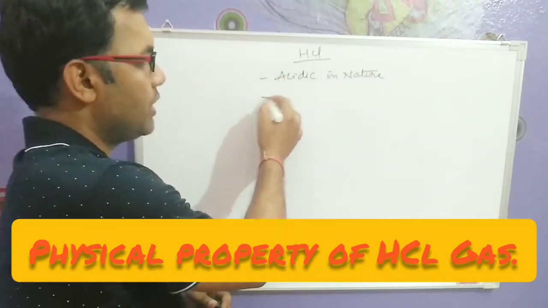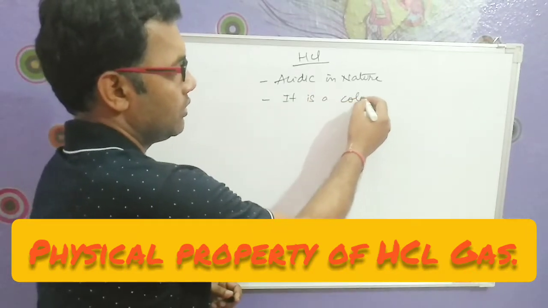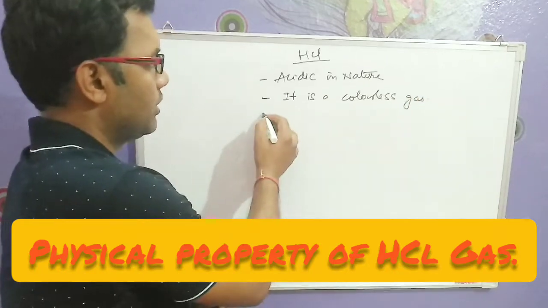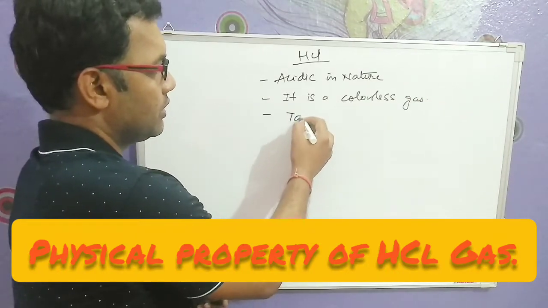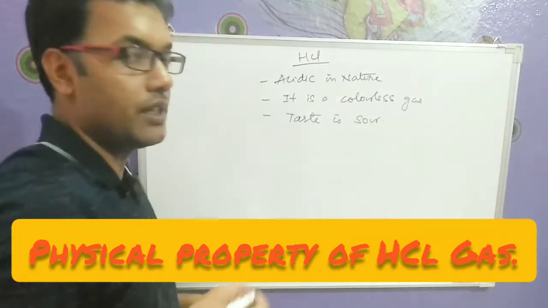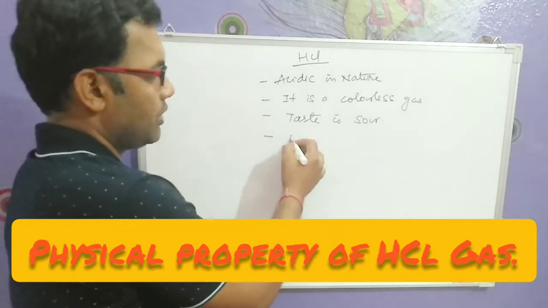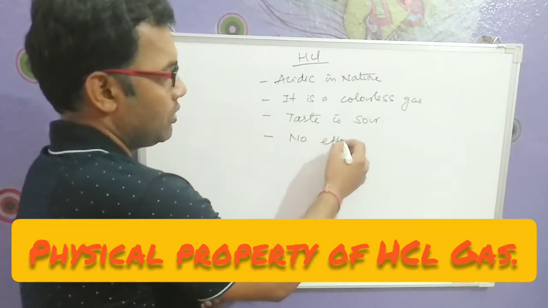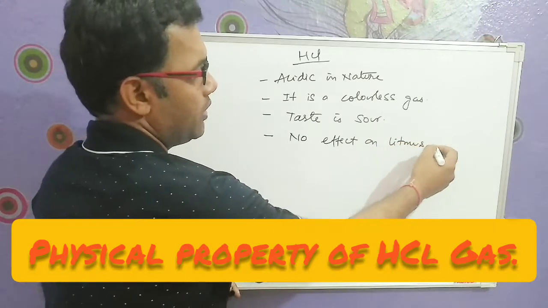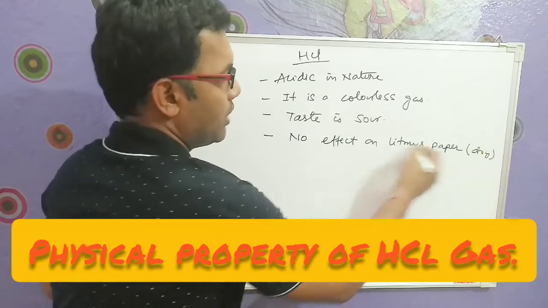Okay, first point. Second point is, it is a colorless gas. Third one is, taste is sour. We all know that acid has a sour taste. Fourth point, you can say no effect on litmus paper, and that also dry.